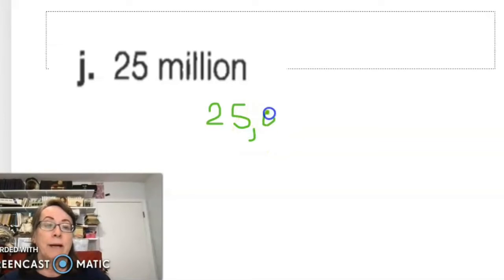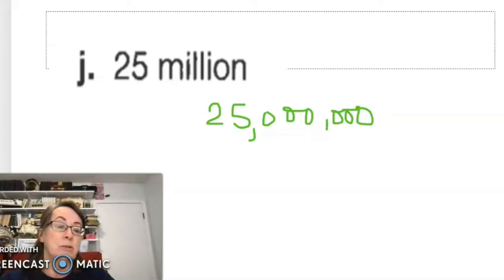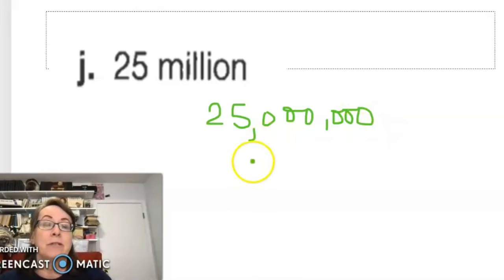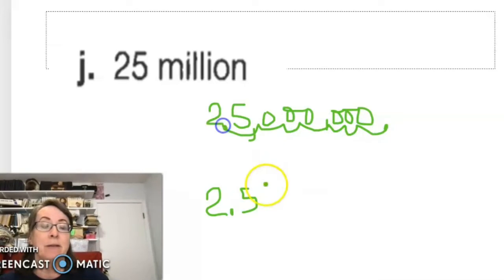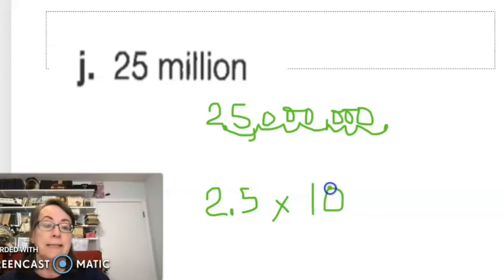25,123,123. So that's 25 million in standard form. So my decimal's right here right now, and I want it to go right after the 2. So it's going to be 2.5, and then I need to see how many spots I moved it. 1, 2, 3, 4, 5, 6, 7 places. So times 10 to the 7th.